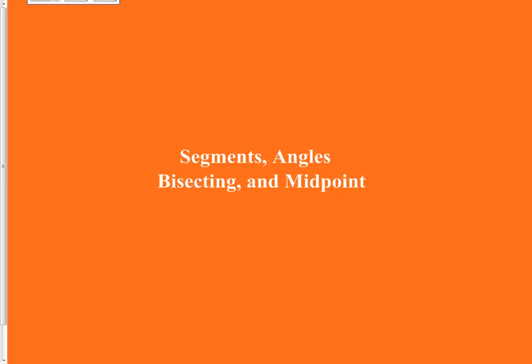Greetings, geometry students. Today we are going to be continuing our discussion of how Euclid's three basic structures of the point, the line, and the plane can interact with each other to make some additional structures. And we're going to be looking at segments, angles, bisecting, and midpoints. Please copy down the title, and then let's take a look at the objective and the essential questions.